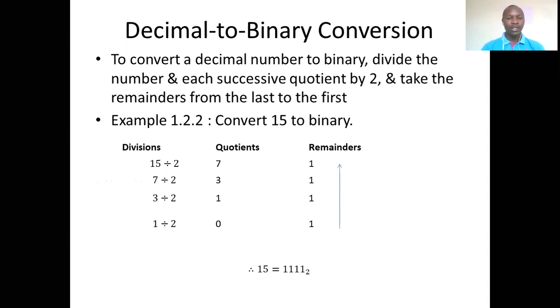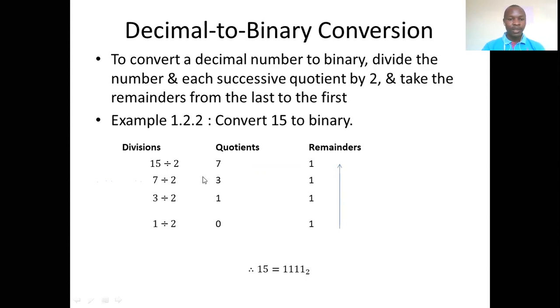Now, for instance, let's take the number 15. Let's suppose we want to convert 15, which is in base 10, to a binary number. What you just have to do is we perform repeated divisions for our quotient. So we start with 15, we divide it by 2. The answer that we get there is 7, remainder 1. So we write 7 under quotients and then 1 under remainders.